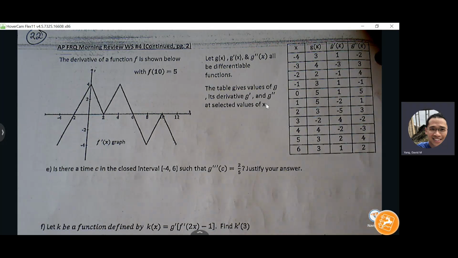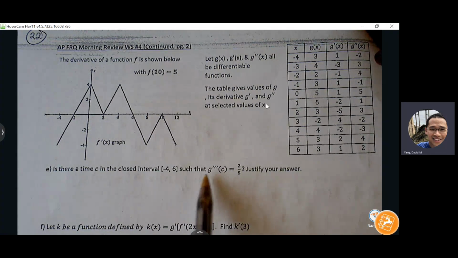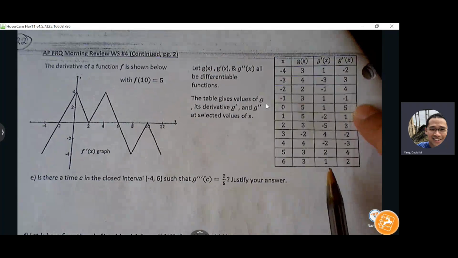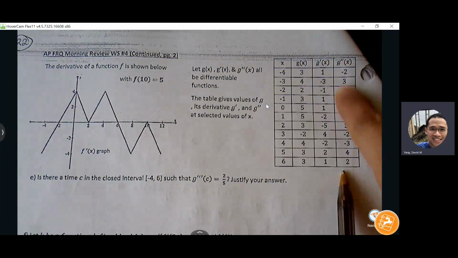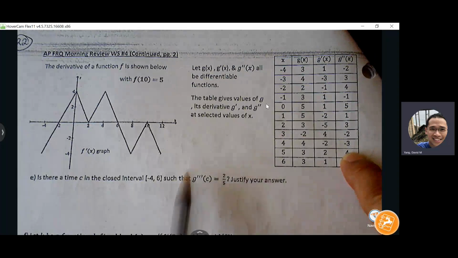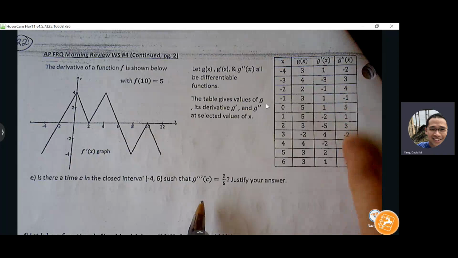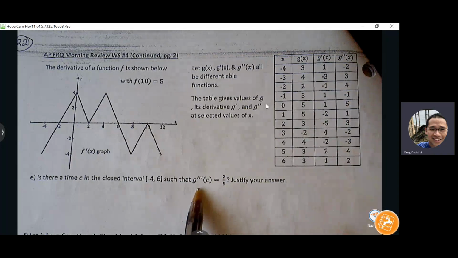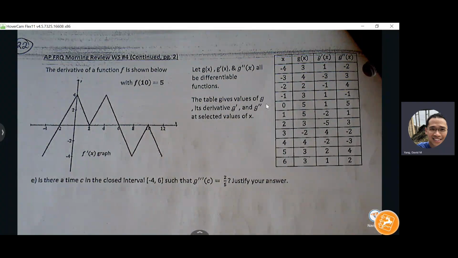Is there a time on the closed interval from -4 to 6 such that G triple prime of c is equal to 2/5? So this is basically playing on, well, we don't have a table for G triple prime, but we do have a table for G double prime. So basically, if I can prove that the slope between the endpoints on the G double prime is equal to 2/5, then I know that there must be a slope of the G double prime where that value is 2/5, right? So I'm just basically playing with the mean value theorem.